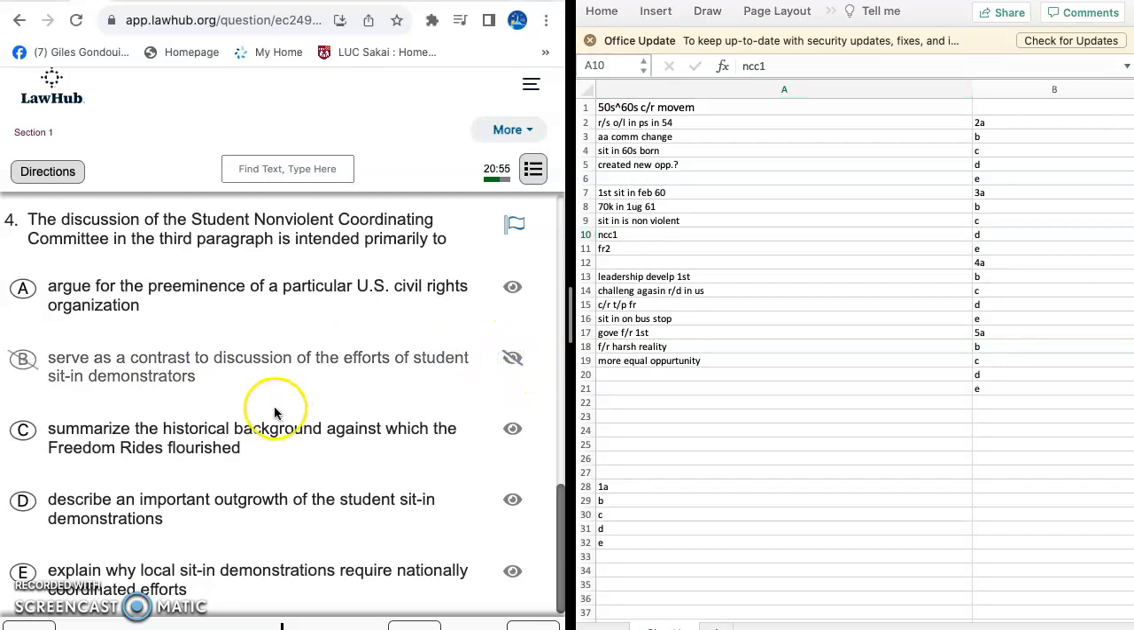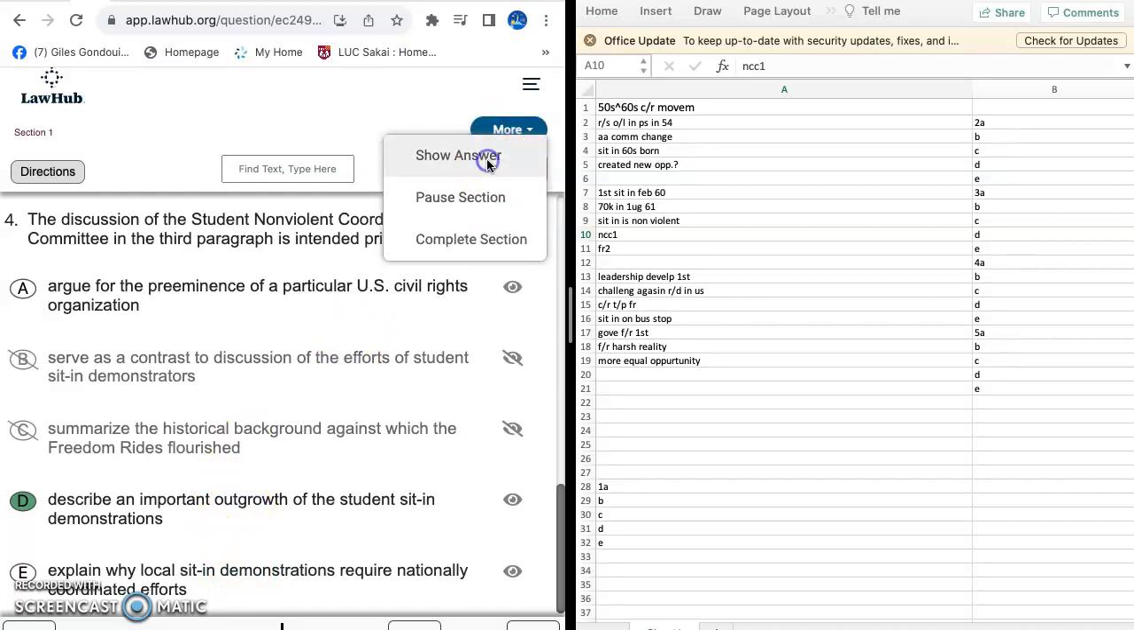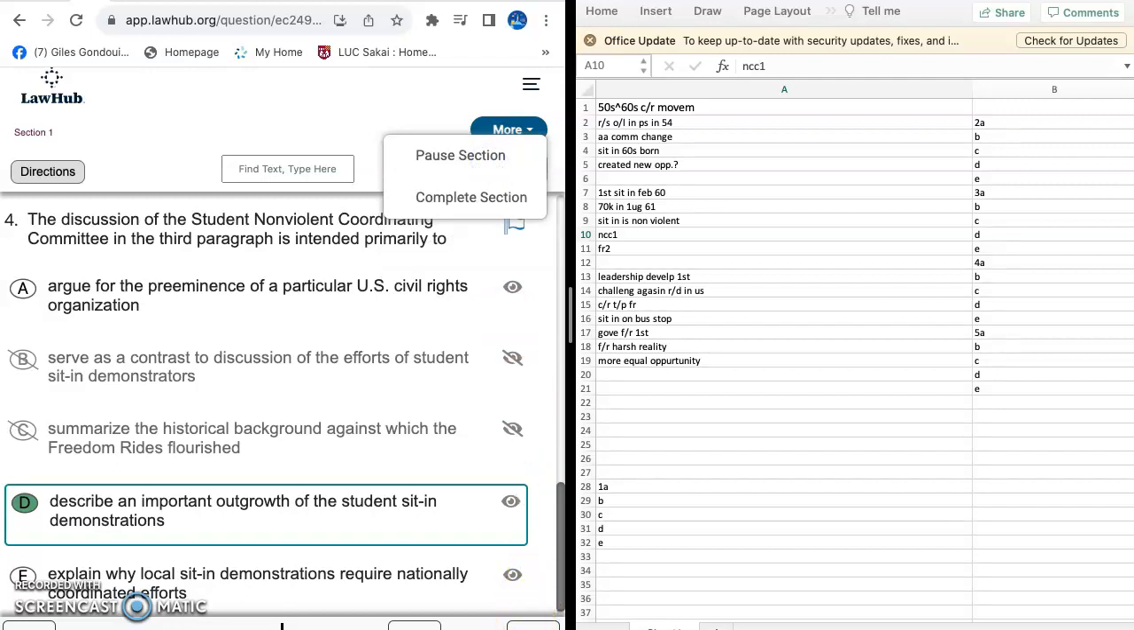So it's not differ. Summarize the historical backgrounds against which the freedom riders flourished. It wasn't really to give the history information out. Describe the important outgrowth of the student sit-in demonstration. They did establish that by going through the U.S. Explain why local sit-in demonstrations require national effort. That wasn't really coordinated, as it just happened in the South, and they weren't really considered as needing all nations to help. So let's choose that answer, D, and we got it correct.